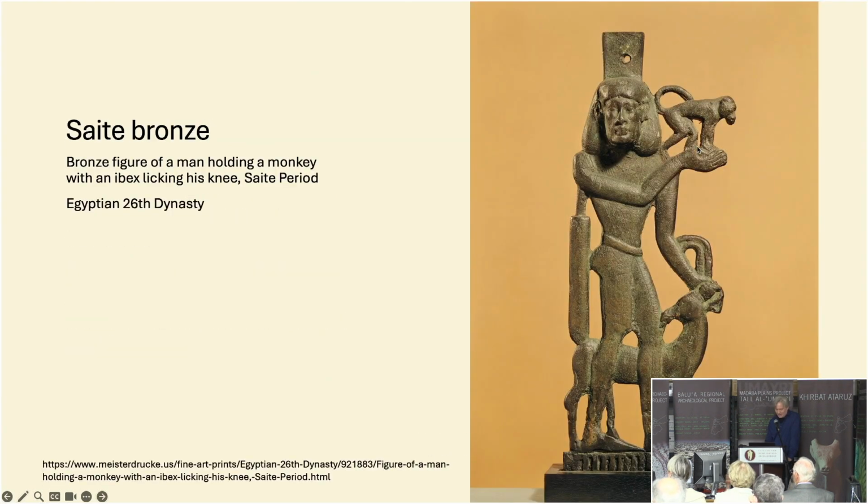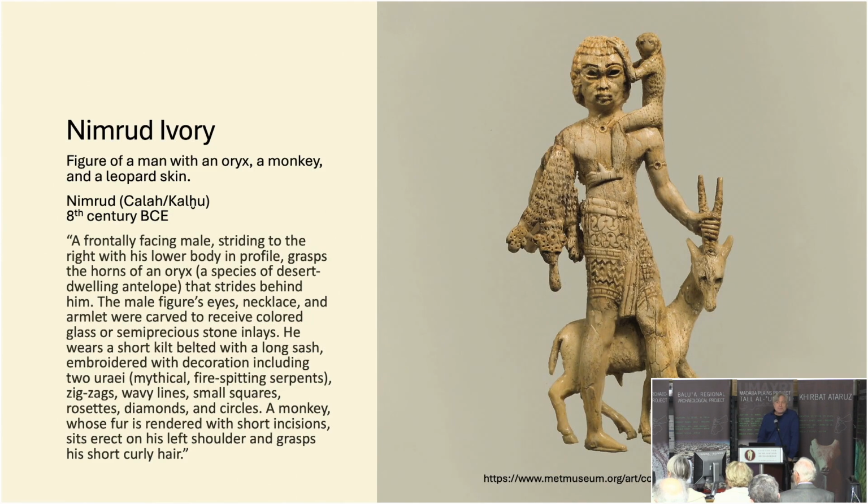So I continued looking. Here's another example also from Egypt, the Saite period. This is quite late, a little bit before the Ptolemaic period. And again, it's closer, right? There's a full-sized ibex at his side, and then the monkey is being held up on a hand. We have even closer parallels in Mesopotamia. This ivory carving was found in Nimrud, so that was the capital of Assyria for 250 years.